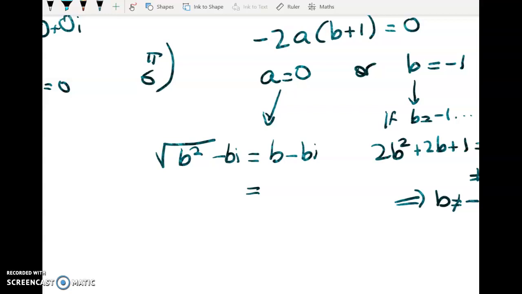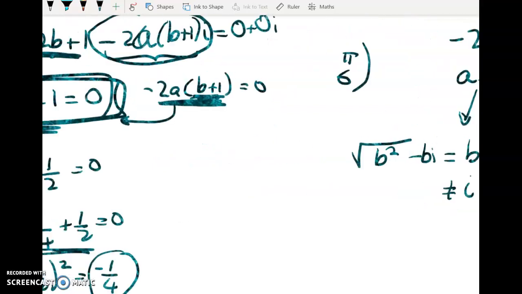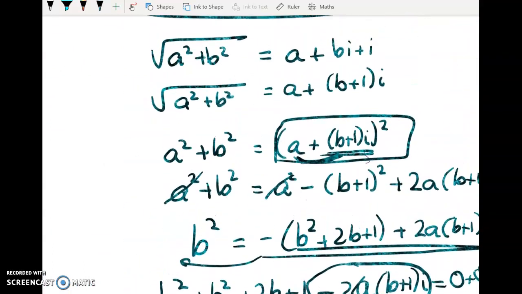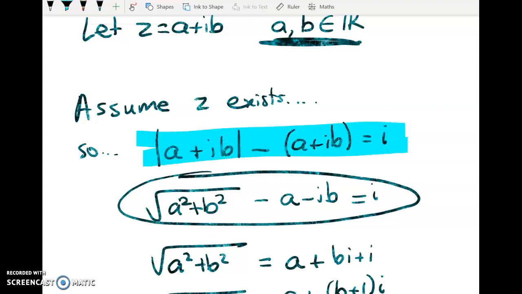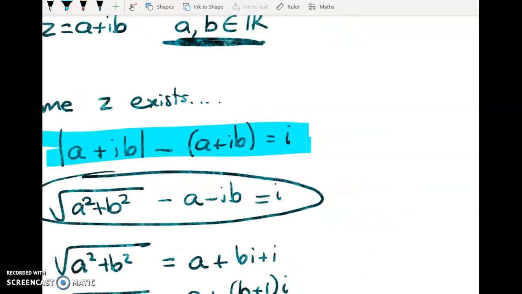Anyway, so that's not equal to i. I haven't explained that well at all. Hang on a sec, let me do it again. Right, okay, so we're going back to here. So we're saying that if a is equal to 0, what does that mean? Go all the way back to the start.